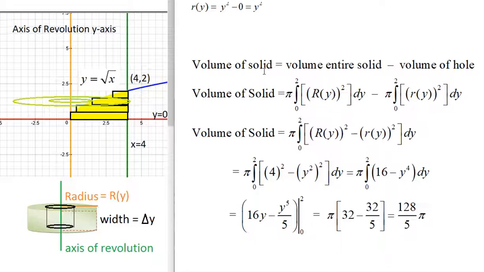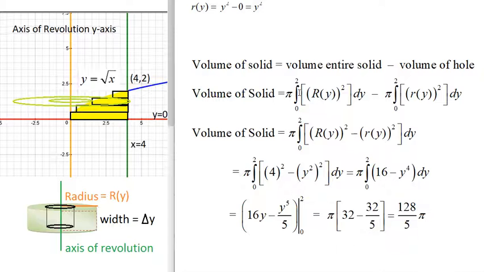And again, to get the volume of the solid that we want, we'll find the volume of the entire solid minus the volume of the hole. And then notice that for this particular graph, y ranges from 0 up to 2, because this point is the point (4, 2). So y will go from 0 to 2. And therefore our limits of integration will run from 0 to 2.